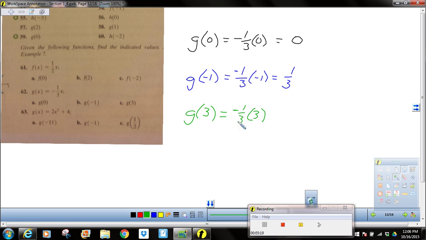Okay, I can either do 3 divided into 3 is 1 times negative 1, or I could have said negative 1 times 3 is negative 3 divided by 3 is negative 1. Either way, it's negative 1. If I wanted to make an input-output table to show this function, I would just do it like this.